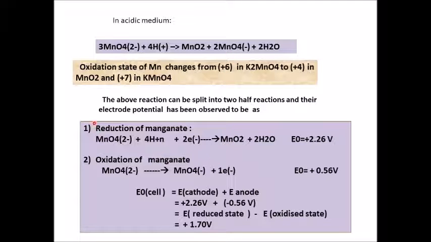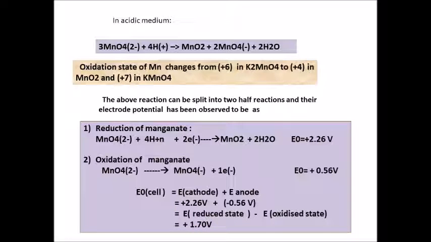Now, this is all taking place in the presence of acidic medium. If the electrode potential is measured, it is found to be 2.26 volts for the reaction in which MnO4 2 minus and H plus get reduced to give MnO2, and for the oxidation, MnO4 2 minus giving MnO4 minus, the electrode potential is +0.56 volts. The total cell potential E0 cell is going to be +1.7 volts.